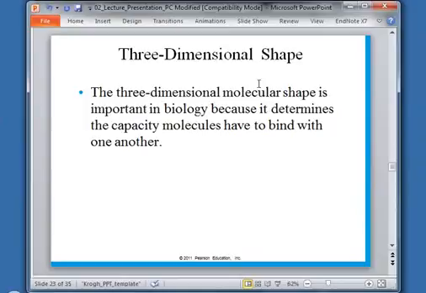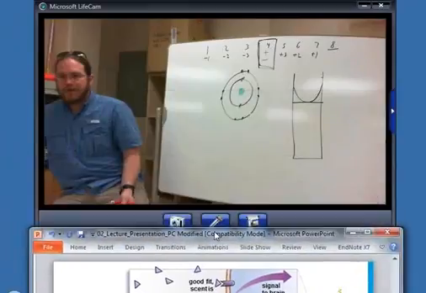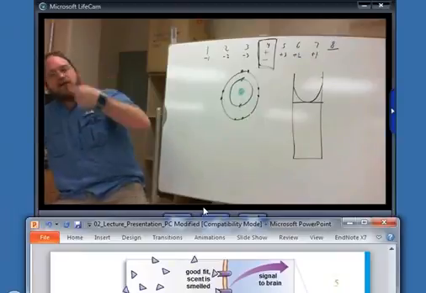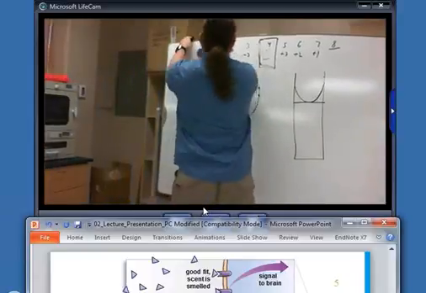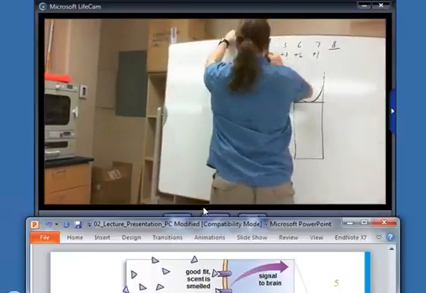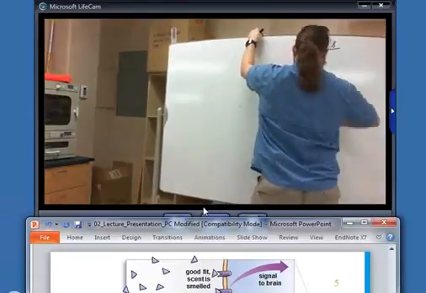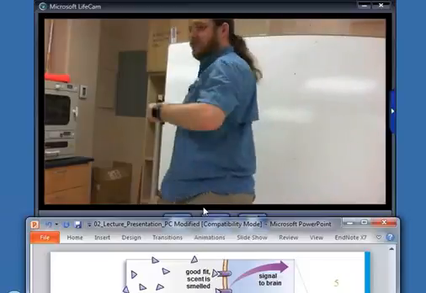Molecules have three-dimensional structures, and a three-dimensional molecular shape is important in biology because it determines the capacity that molecules have to bind with one another. And so here's the example your book gives you of you smelling bread. Inside, back here in your nose, there are receptors that can bind to specific molecules. And bread has specific molecules, and when you bake it, those molecules become more volatile, or in other words, they want to jump off the bread, right?